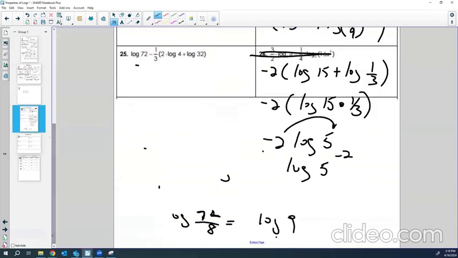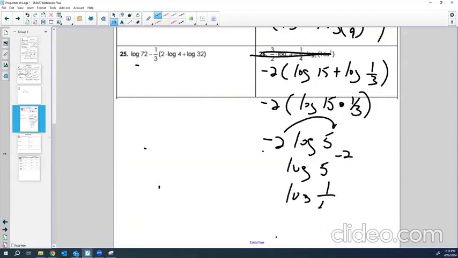I love these right here. Okay, what's my next step? 1/25. Everybody see that? This -2 means that it's going to be 1/5 squared. So it becomes log of 1/5 squared, which becomes log of 1/25. Good? Good one. Very good. A lot of stuff like this one.